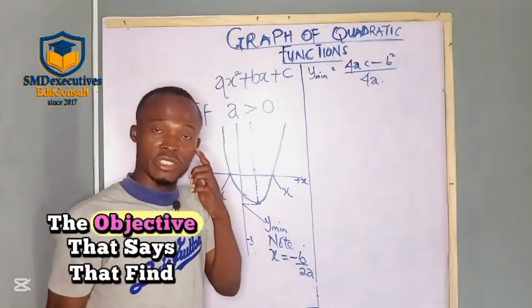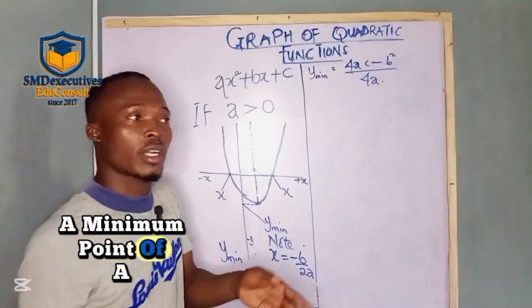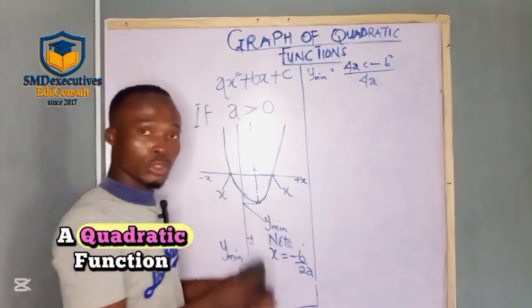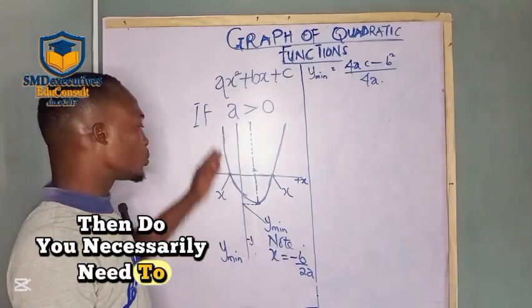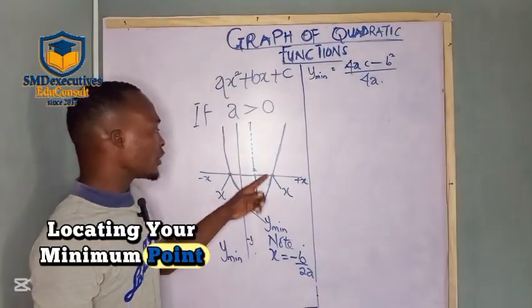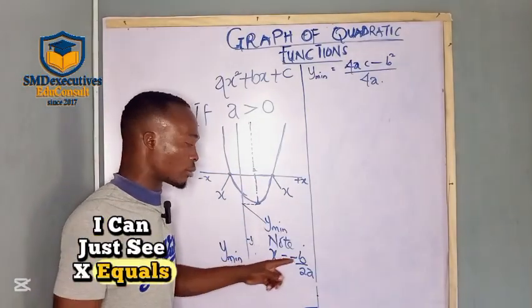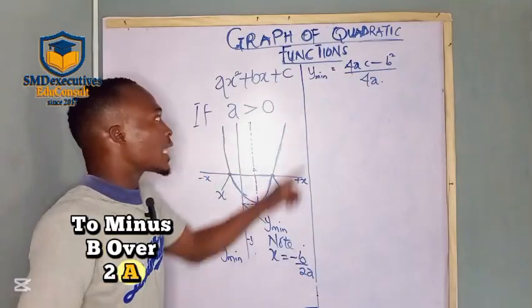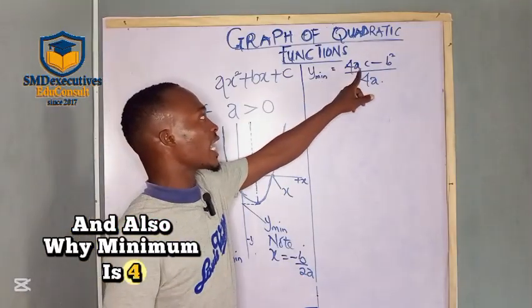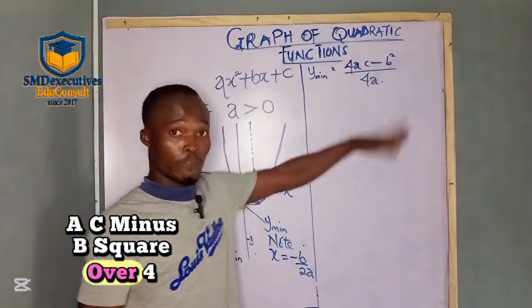Let's say there is a question in the objective that says find a minimum point of a quadratic function. Then you don't necessarily need to draw the graph to locate your minimum point and your line of symmetry. My line of symmetry from the equation, I can just see x equals minus b over 2a, and also y minimum is 4ac minus b squared over 4a.